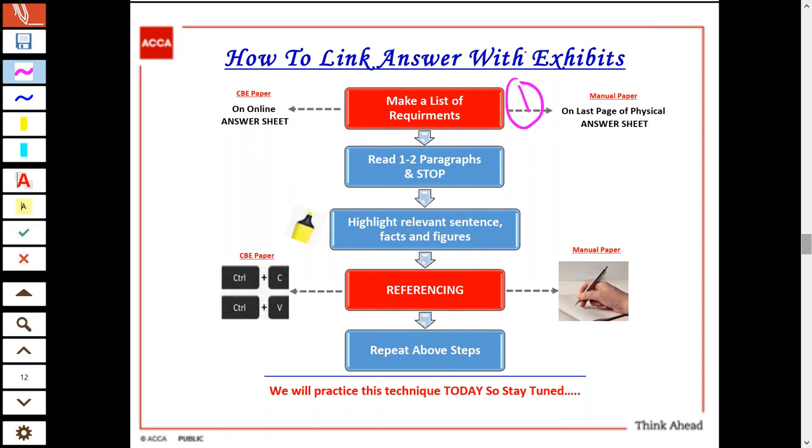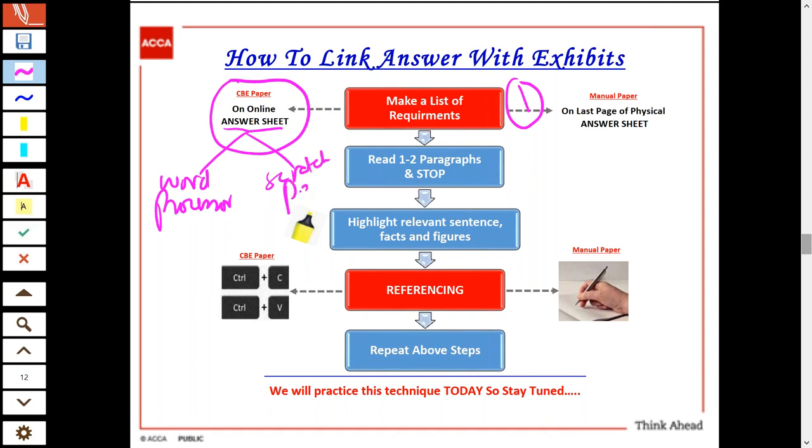Okay. So now the students who are giving CBE paper, you will open up your answer sheet. It's an online answer sheet. So now there are 2 types of things. There is a word processor in your CB platform, and then there is a scratch pad. Scratch pad is just a rough pad for you, but that's online as well.